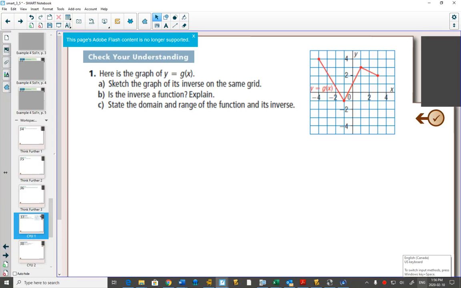Here's the graph of g of x. Sketch the inverse on the same grid. Is the inverse a function? And state the domain or range of the function and its inverse.